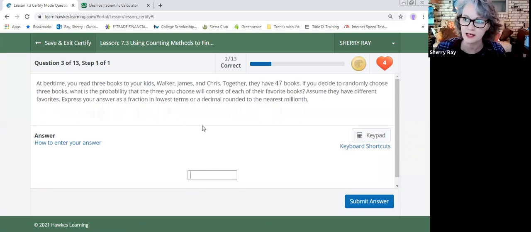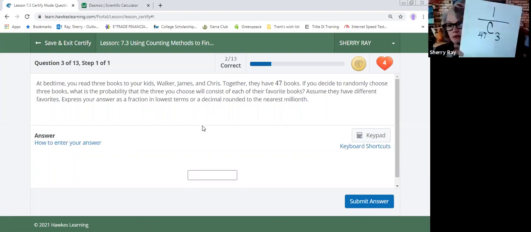So there's only one way you can choose 3 books where each one is the favorite for each child. I think the hardest part about these problems is probably setting them up, okay? So I have 1 out of a combination, because I'm choosing books. It doesn't matter in which order I choose. I have 47 to choose, and I'm going to choose 3. So this is the way I'm going to set this up here.